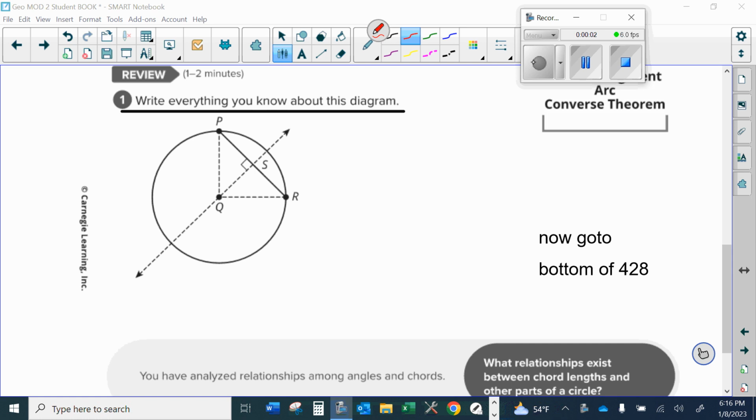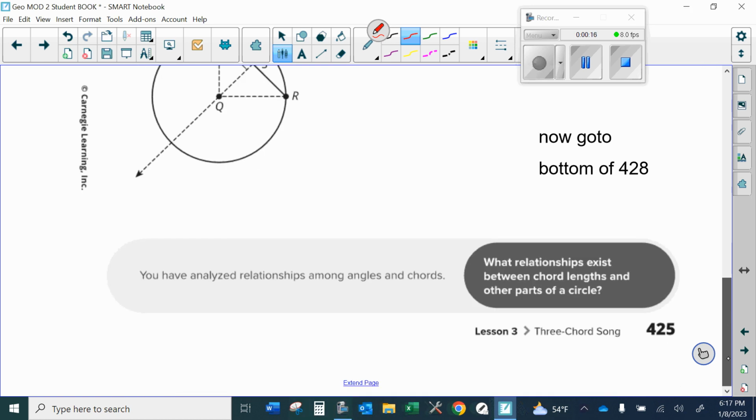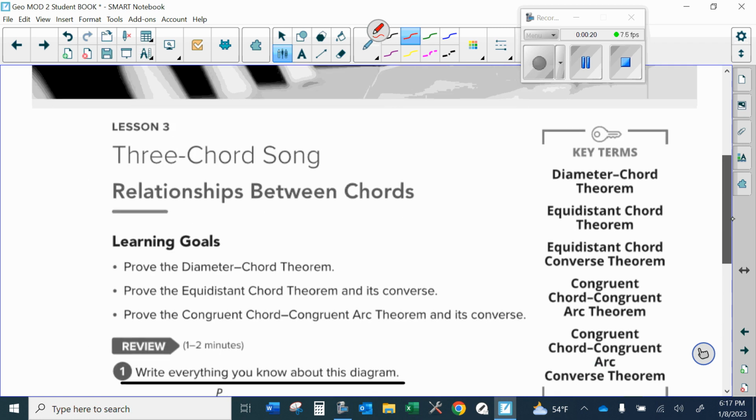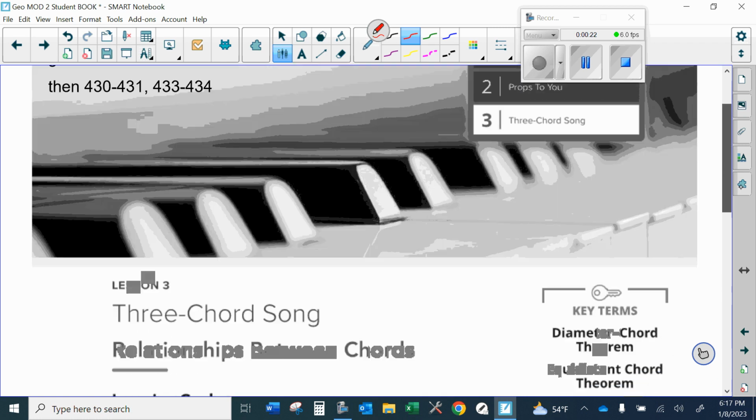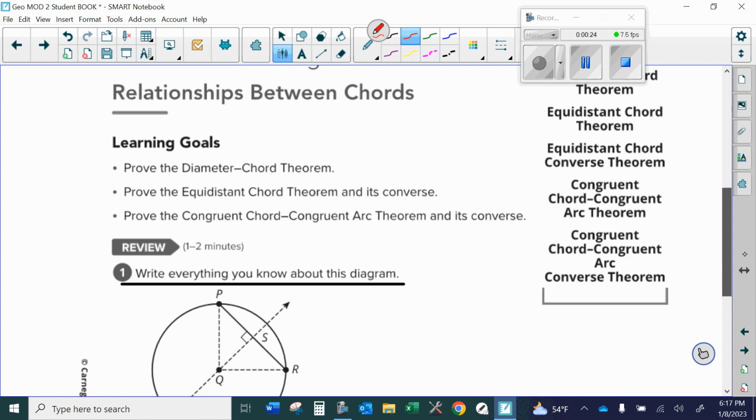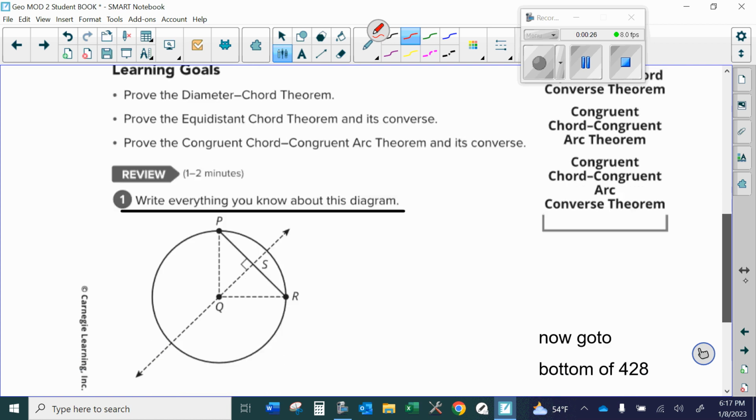Okay, students, this is not too bad of a lesson, short lesson here. Mod 2, Topic 3, Lesson 3, the last one. All right, so this is the bottom of page 425 is where we're at. You can see right there, it's the last lesson of the topic here. It's dealing with chords and arcs.